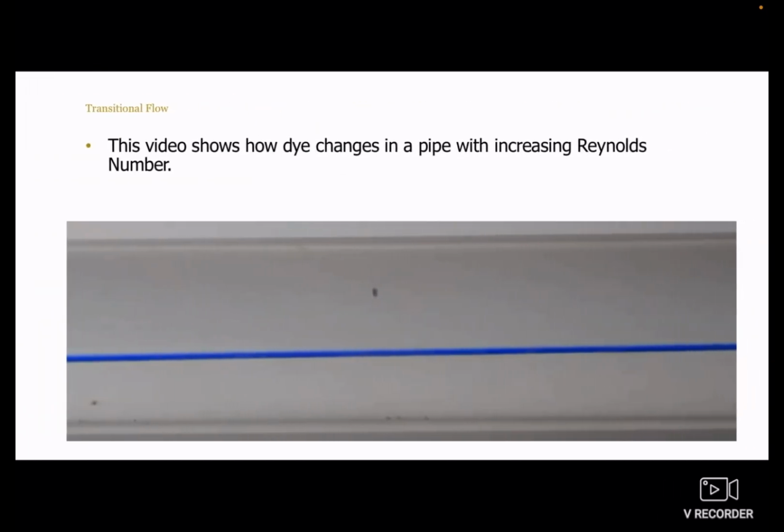This video shows how dye changes in a pipe with increasing Reynolds number, that is, a transitional flow from laminar to turbulent.